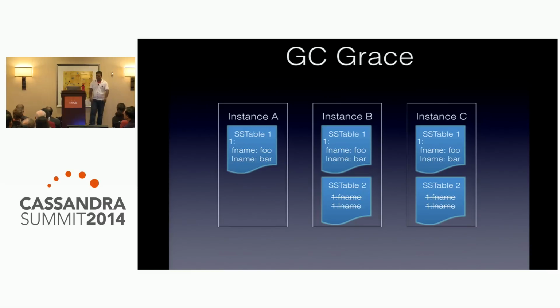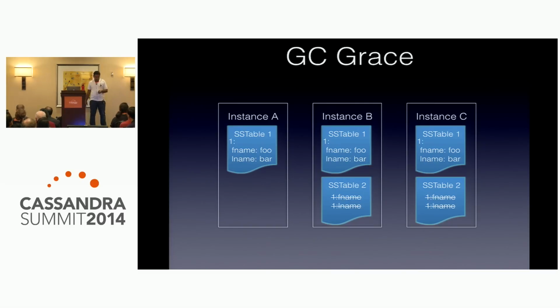GC grace is, in a way, related to the repair. What GC grace means is how long Cassandra has to hold on to the tombstone before it can drop it. By default in Cassandra, it is 10 days. So it has to hold on to a tombstone for 10 days before it can drop it, and of course, it should also have compacted with the data which it was supposed to delete, right? Otherwise, it could stay longer than 10 days as well.